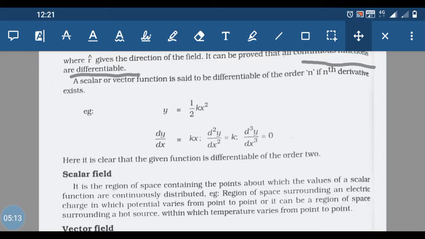As an example, take y equal to half k x squared. So dy by dx will be equal to kx. d squared y by dx squared is equal to k. d cubed y by dx cubed is equal to 0. Here the function is differentiable for order 2. From the third derivative onwards it becomes 0.